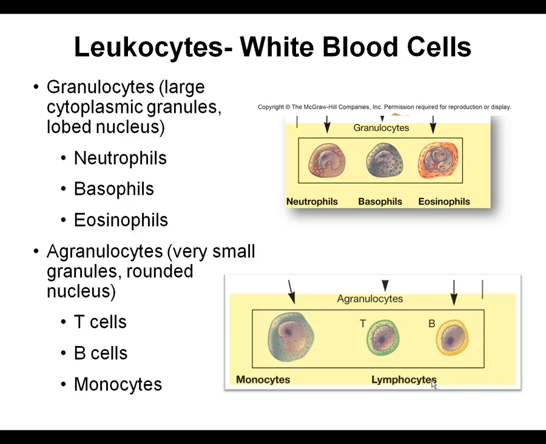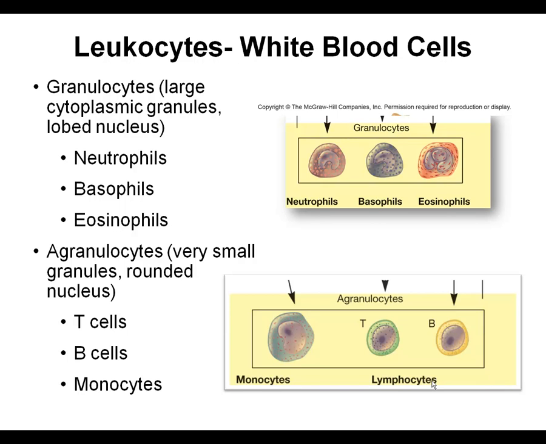Remember earlier I said that we could divide our white blood cells into the granulocytes and the agranulocytes. The granulocytes are large. They have very large cytoplasmic granules. These are going to be digestive enzymes, and they have a very lobed nucleus. These are going to be the cells that are the neutrophils, the basophils, and the eosinophils. Now, the way I remember this is I make the acronym BEN, B-E-N, is GRAND. So all of my granulocytes are going to fall into those basophils, eosinophils, neutrophils.